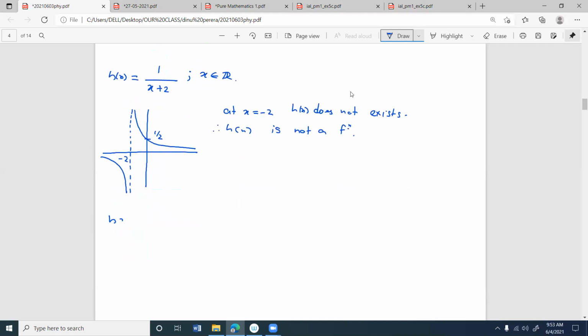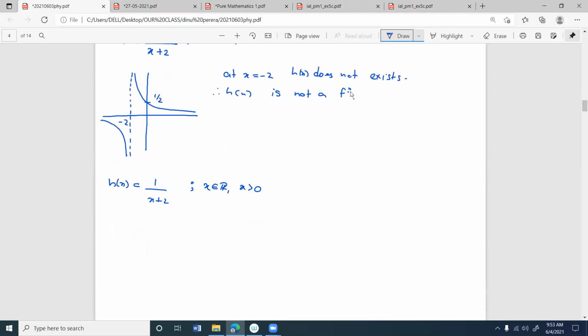They have given a question like this. h(x) equals 1 over x plus 2, and they might give you the question like this: x is any real number and x is greater than 2. That means from this graph, only this bit is there, because they are referring to the graph over here. Now tell me, is this a function or not a function? Function, sir. It's a function.